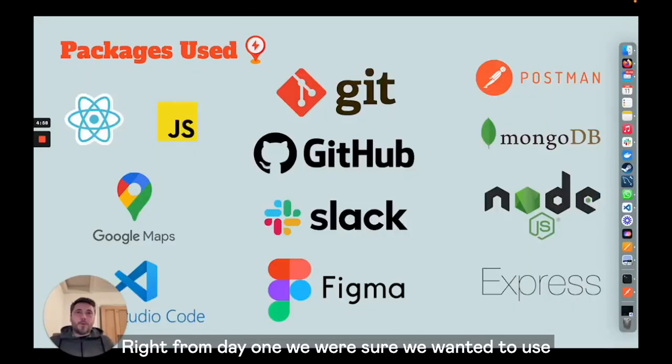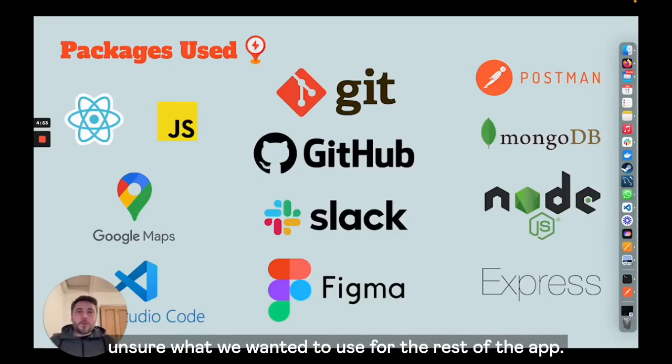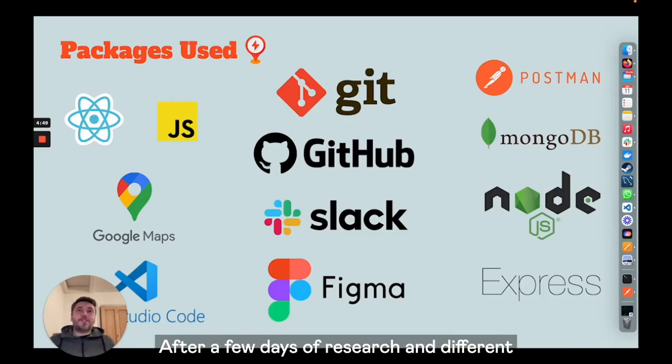Right from day one, we were sure we wanted to use React as our front-end framework, but we were unsure what we wanted to use for the rest of the app. After a few days of researching different technologies and sketching out the app on Figma, we decided on the MERN stack. This gave us the best choice of implementing our ideas within the time frame that we were given.